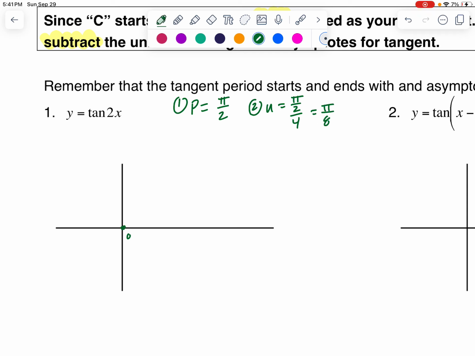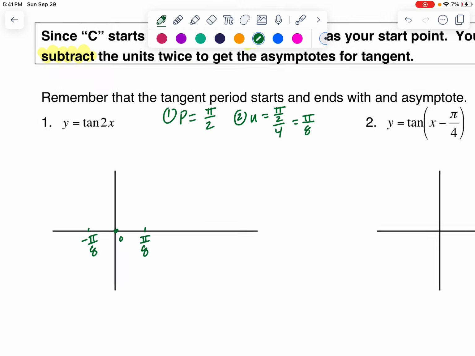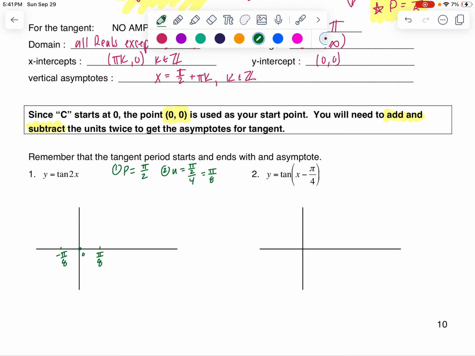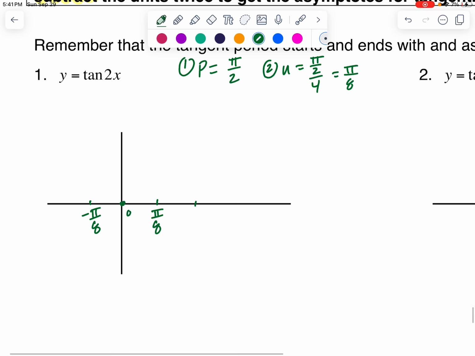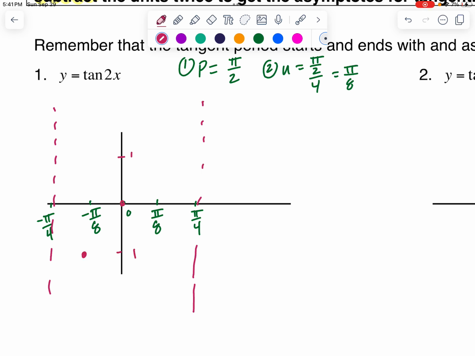So again, we are starting at 0, 0. I have pi over 8 on both sides. And then, like it says, you'll need to add and subtract the units twice to get the asymptotes for the tangent. I'm just going to add another pi over 8. Pi over 8 plus pi over 8 gives me 2 pi over 8, so that's pi over 4. And then similarly negative pi over 4. And here are our asymptotes. I'm just going to put 1 and negative 1 on my graph. And here is my graph of tangent.